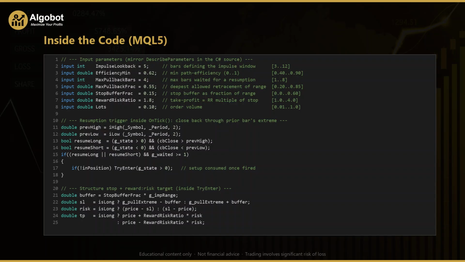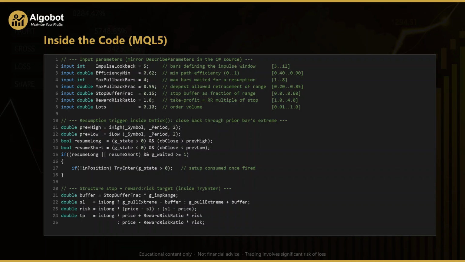Now the heart of the entry, inside the OnTick function. The code reads the previous bar's high and low using iHigh and iLow at shift 2. It then forms two Boolean flags. Resume long is true when the strategy is waiting long and the just completed bar's close pushes above that previous high. Resume short is true when it's waiting short and the close drops below the previous low. If either flag fires, and we're not already in a position, the code calls TryEnter with the trade direction.